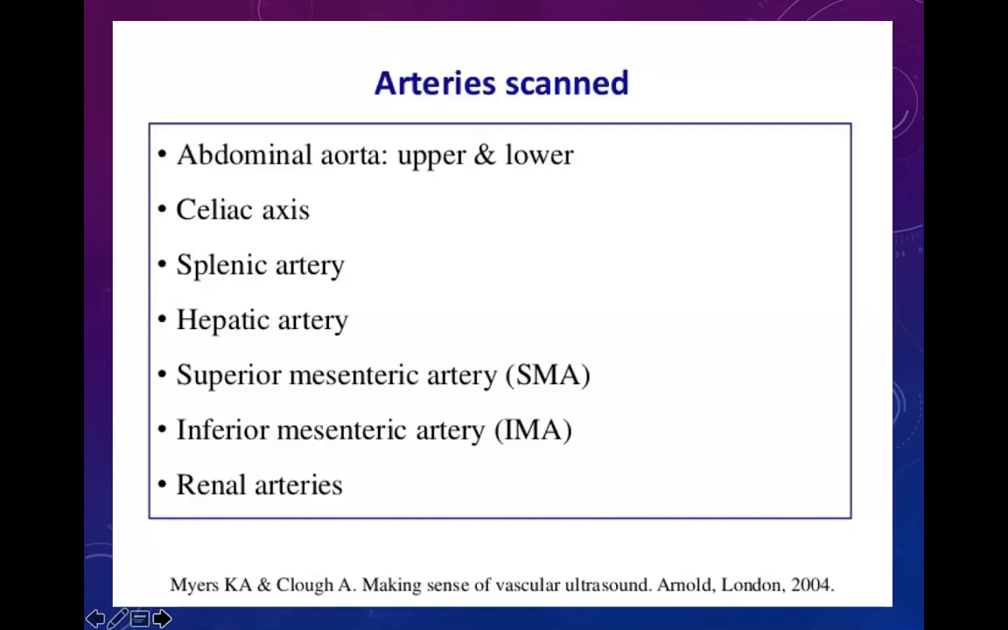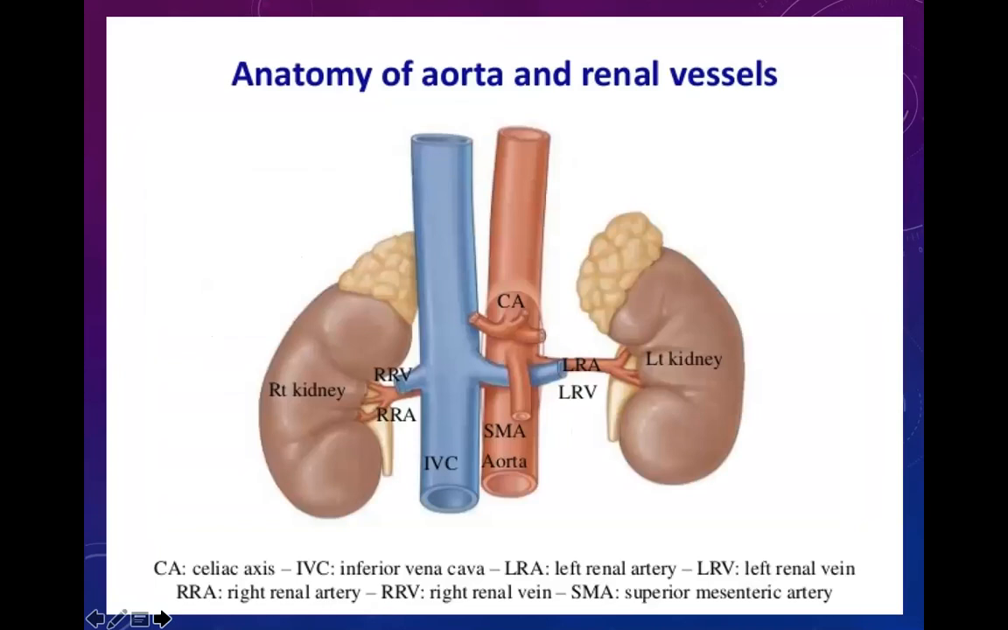Okay. So as we come to the abdomen, it has many arteries of interest to us. It can be the abdominal aorta, the upper and the lower part, the celiac axis, the splenic artery, hepatic artery, SMA, IMA, renals. We are more interested in the renals because that is our domain. But still, we'll focus in whatever time we have on the renals. So this is the anatomy of the aorta and the renal vessels. We can even see the accessory renals, the adrenals, the gonadals, everything can be seen with a little patience.